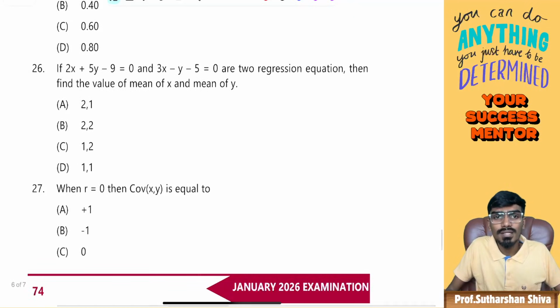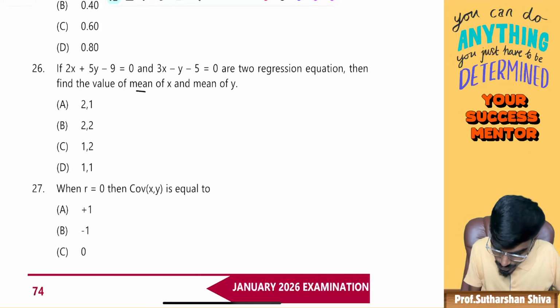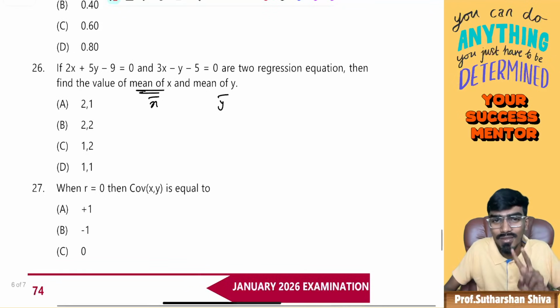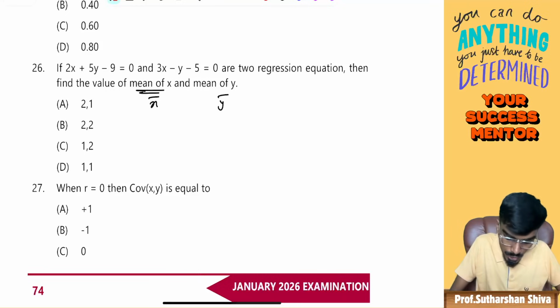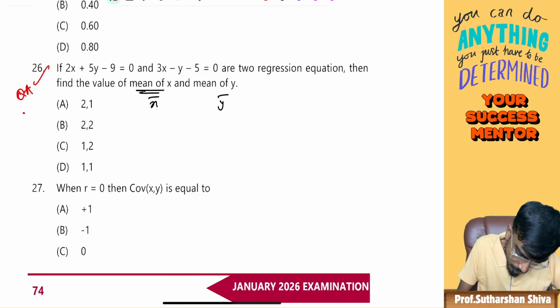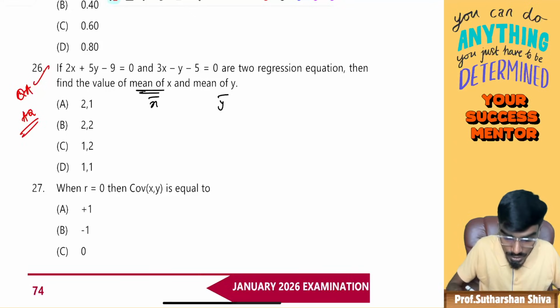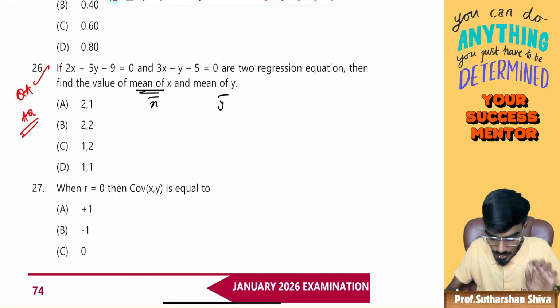2x plus 5y minus 9 equal to 0 and 3x minus y minus 5 equal to 0 are the two regression equations. Then find the value of the mean of x and mean of y. So they are asking basically x bar and y bar. At that particular point of time, there are two methods. One is the simultaneous equation method, or else you can substitute the options. Answer to question, so we will be going with substituting the options.